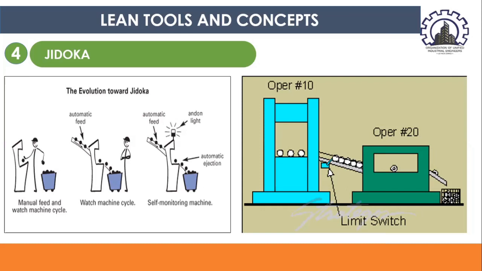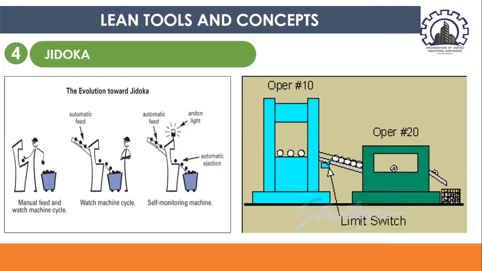So if we say Jidoka, in simple terms, Jidoka helps detect any abnormality in our process. If there is any abnormality in the process or procedure, then there will be a stoppage of work until it can be corrected.